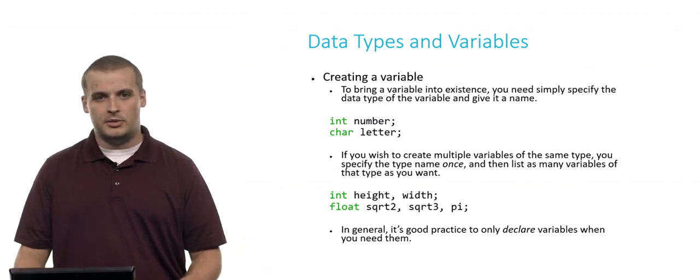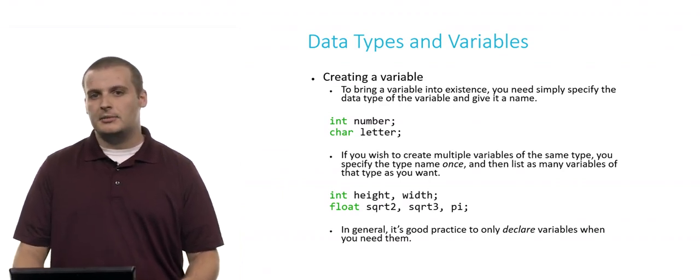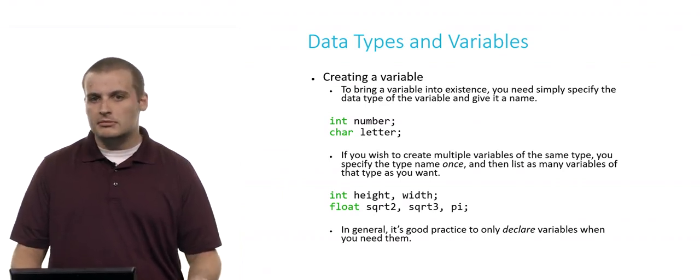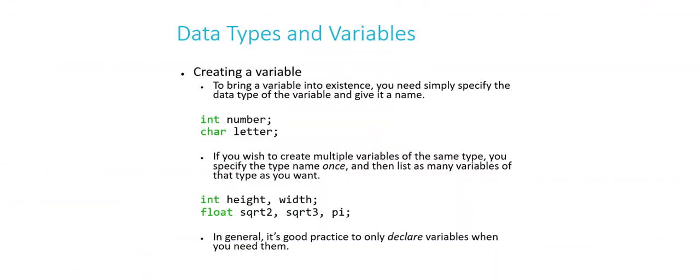Letter is another variable that can hold characters because its data type is char. Pretty straightforward, right? If you find yourself in a situation where you need to create multiple variables of the same type, you only need to specify the type name once. Then just list as many variables of that type as you need. So I could, for example, here in this third line of code, say int height, semicolon, new line, int width, semicolon, and that would work too.